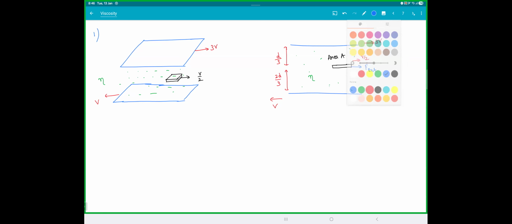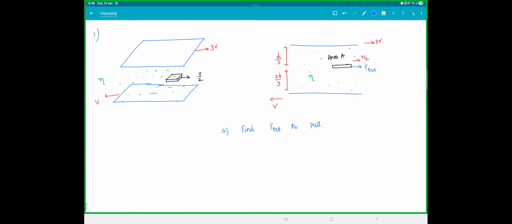So first question, find F external to maintain the speed of the sheet. Find F external to pull out the plate. So you're pulling the plate out of this. So how much force should you apply to maintain the speed of that plate? Second thing, where should the plate be placed so that F external is 0? So there is a particular place there. If you keep it there, it will go with V by 2 without applying any external force.